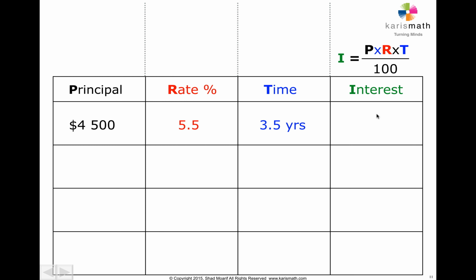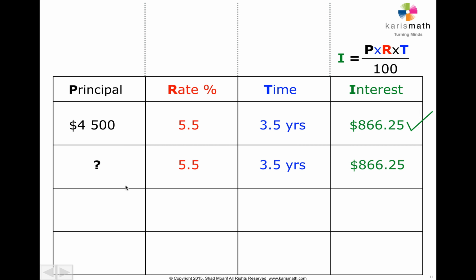So first work out the answer to this. Can you work it out on your notebook? Take out your pencil and notebook. Work out the answer for this. You should get P times R times T. That means principal times rate times time. These three numbers you multiply and then divide the answer by 100. You should get 866.25. Is that what you got? Good.